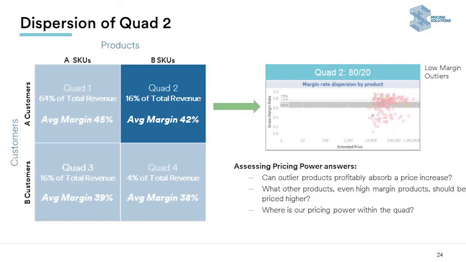Can outlier products profitably absorb a price increase? We've got a lot of products that are down below. Can we bring them up? Okay, that's the first place to start. Secondly, what other products, even high margin products, should be priced higher? Do we have products in there where we've got a lot of value and we need to unlock the value? And then finally, where is our pricing power within the quad?